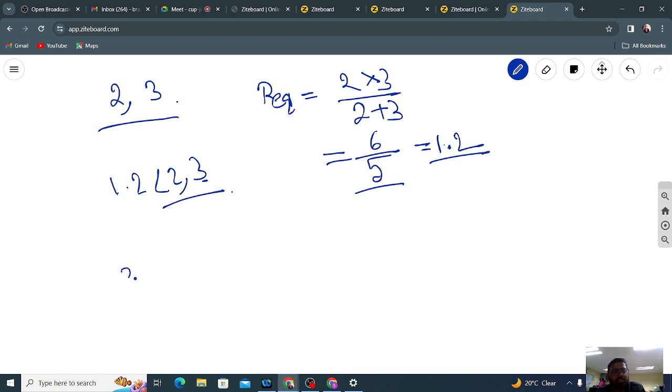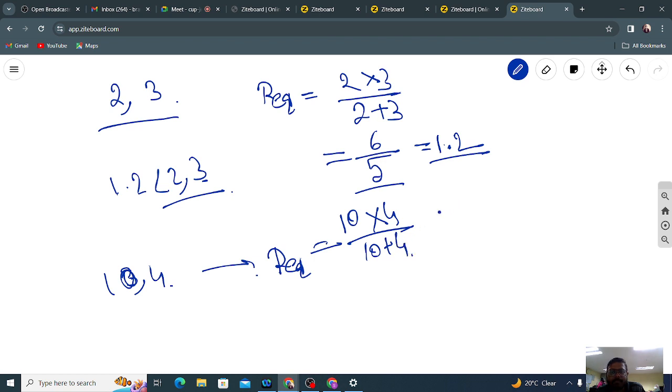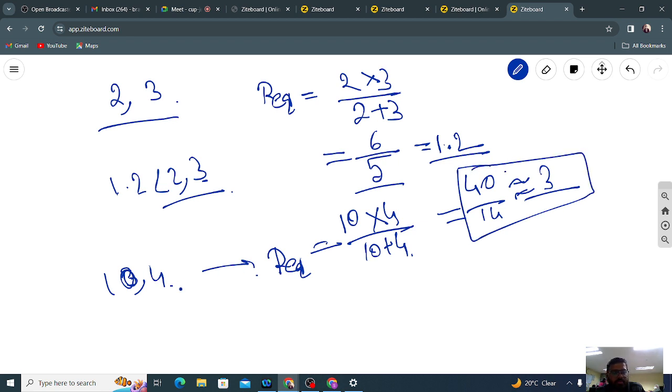Next, take another example, 10 and 4. Just take one very large, another very small. So it will be 10 into 4 by 10 plus 4, that is 40 by 14. It is around the value 3. So whatever value you take, it will remain smaller than both of the resistors.